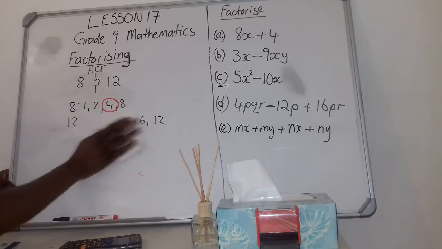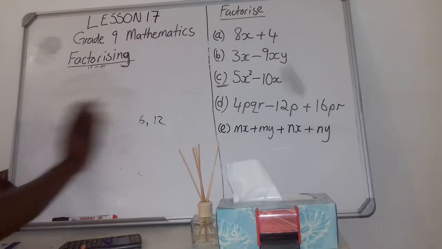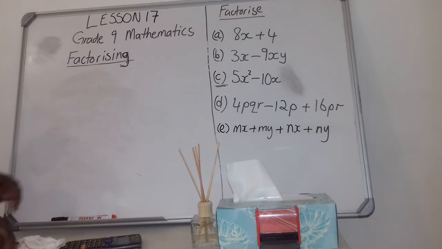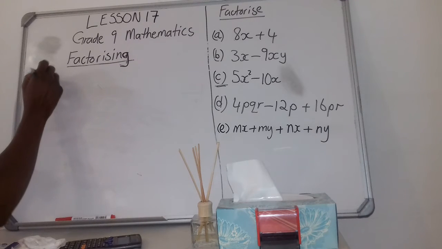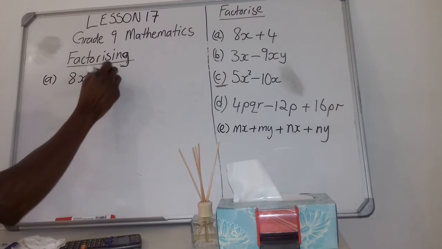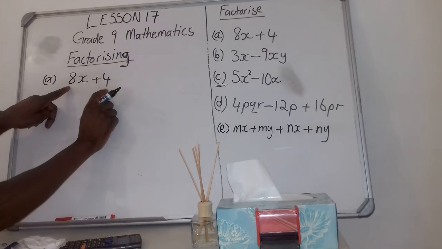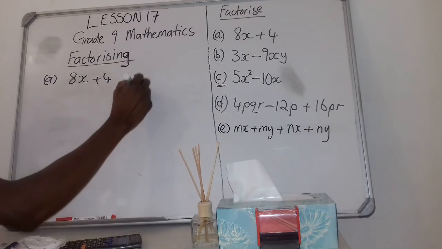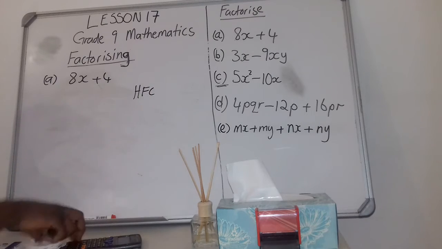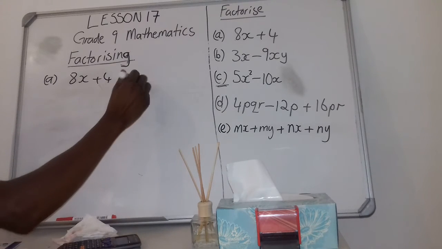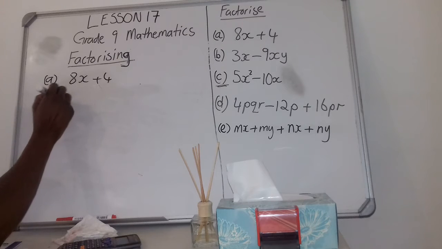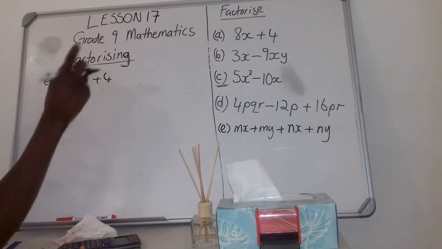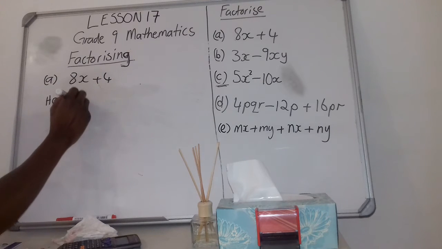So let us quickly do part A. We want to factorize 8x plus 4. How do we factorize that? Now, you can see that this term has no x in it. Because it does not have an x, our highest common factor is not going to have an x as well. We only have a number. 4 can go into 8 how many times? 2 times. So the highest common factor will be 4.